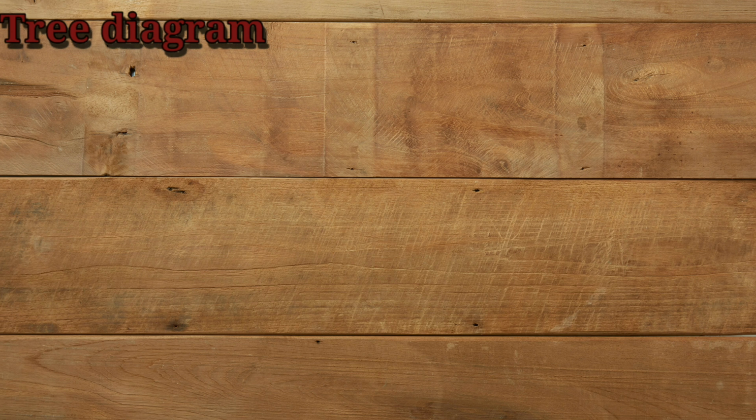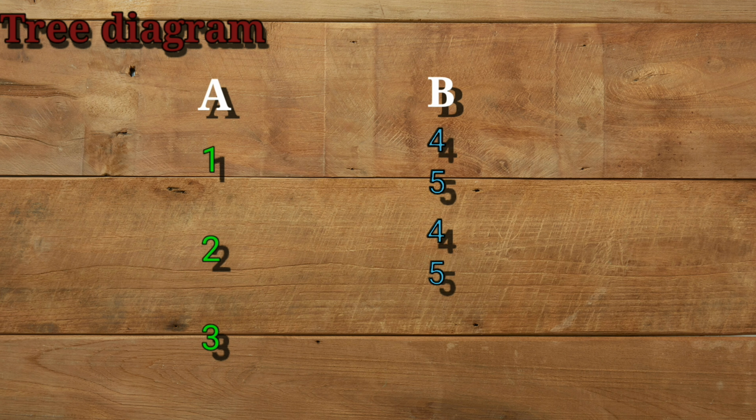Let us see the next 2 representations also, that is tree diagram and graphical representation. To describe A cross B in tree diagram, first we write all the elements of set A, that is 1, 2 and 3. After that we write all the elements of the set B against each and every element of the set A, which means against the first element 1 we have to write all the elements of B, that is 4 and 5. Against 2, 4 and 5. Against 3 also we have to write 4 and 5.